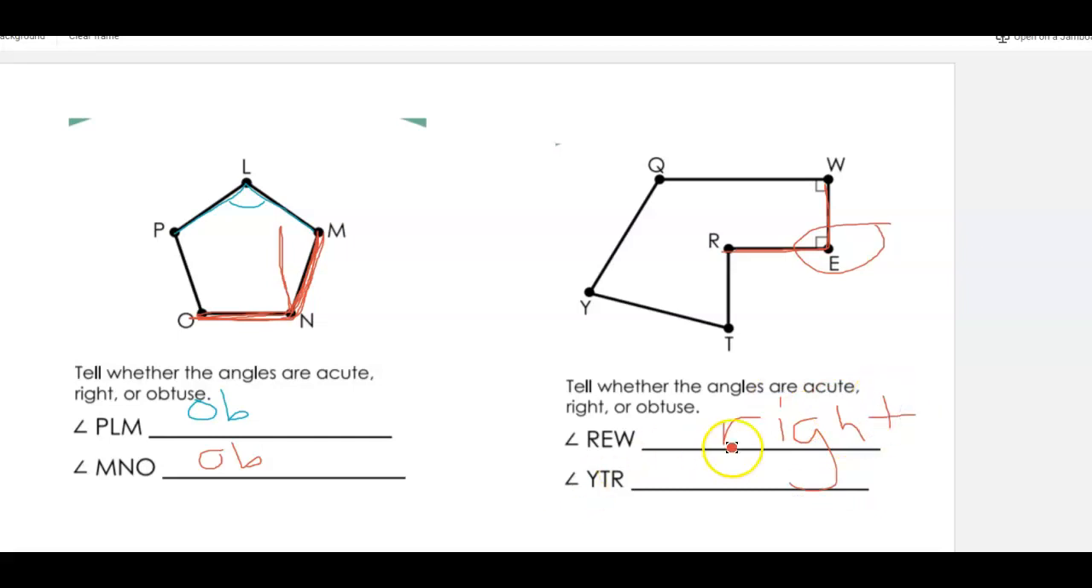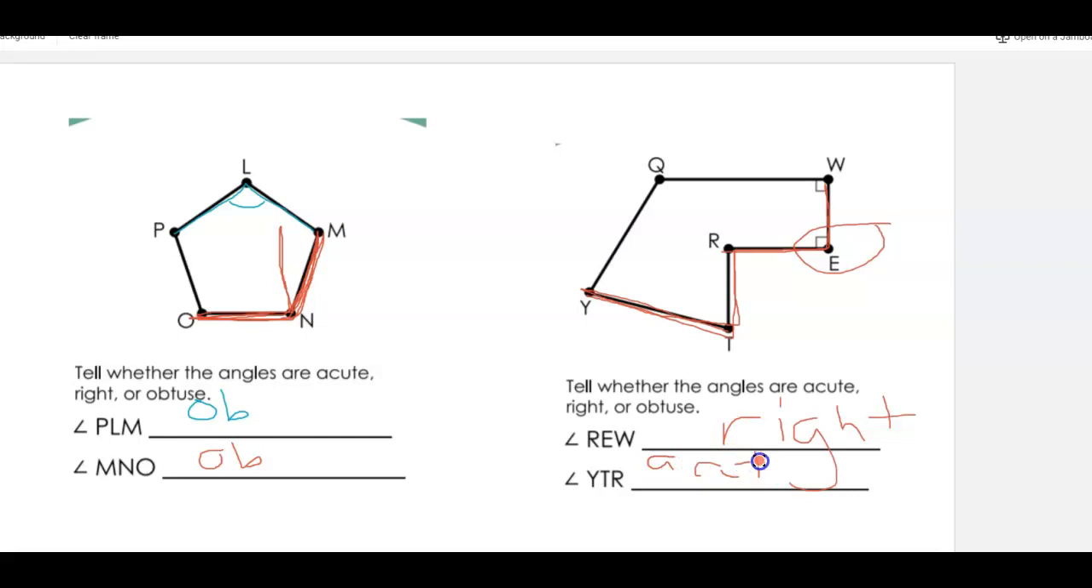All right, and how about YTR? YTR, so we're looking at this one. Now this line is straight up and down, right? So you might think right, but first of all, I don't see a marking here. And second of all, look, this line's angled. So this actually looks like less than 90 degrees. So I'm going to say that's acute.